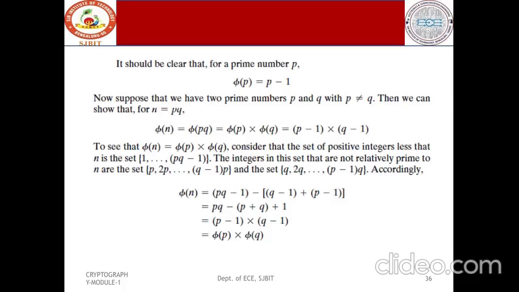Consider that any integer that divides n must divide either of the prime numbers p or q. Therefore, any integer that does not contain either p or q as a factor is relatively prime to n. Further, the two sets just listed are non-overlapping because p and q are prime. None of the integers in the first set can be written as a multiple of q, and none of the integers in the second set can be written as a multiple of p. Thus, the total number of unique integers in the two sets is (q-1) plus (p-1). So it can be written as phi(p) times phi(q).